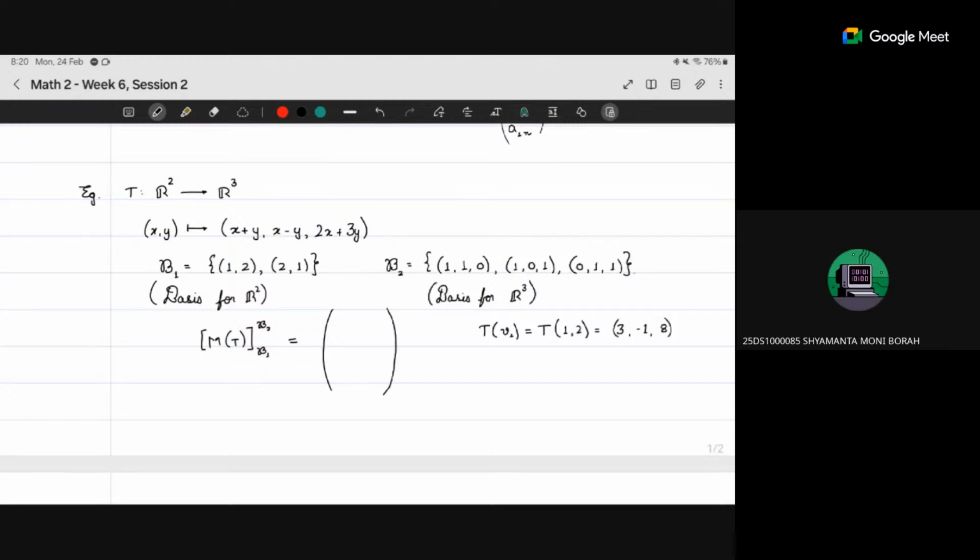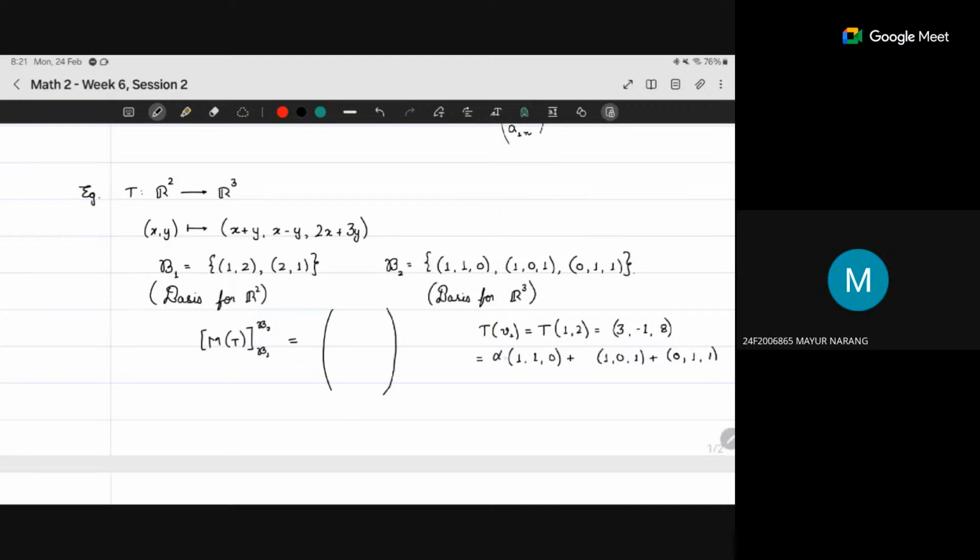Now (3, minus 1, 8) is an element of R3. But this is not what goes over here. This is not the correct answer. What actually goes here are the coefficients when you express this in terms of the given basis. So this is something times (1, 1, 0) plus something times (1, 0, 1) plus something times (0, 1, 1).